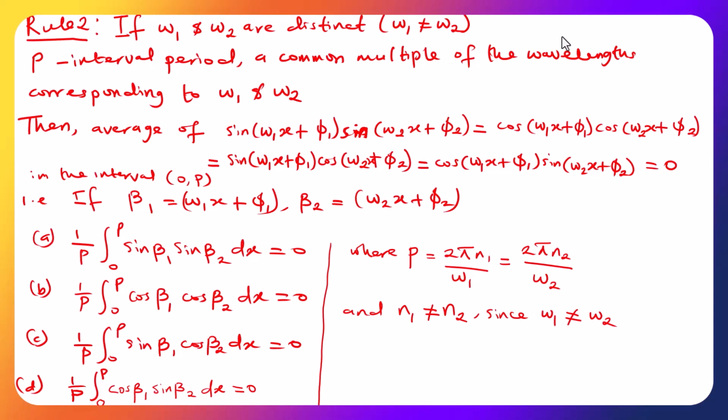(b) 1 over p integral from 0 to p cos of beta 1 cos of beta 2 dx equals 0. (c) 1 over p integral from 0 to p sine of beta 1 cos of beta 2 dx equals 0. (d) 1 over p integral 0 to p cos of beta 1 sine of beta 2 dx equals 0 also, where p is equal to 2 pi n1 over omega 1, which is equal to 2 pi n2 over omega 2, and n1 is not equal to n2 since omega 1 is not equal to omega 2.